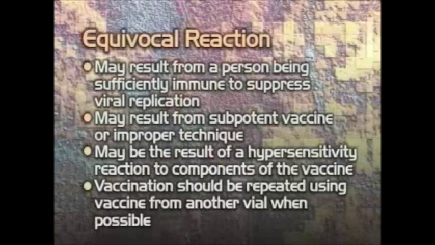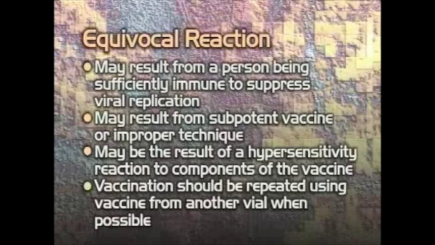Vaccine sites should be examined for the expected vesicle or pustule on about day 7 following vaccination to confirm that the vaccination was successful. Some people may have no response or develop erythema and redness lasting only a few days. Such responses are referred to as equivocal. An equivocal response may result from a person being sufficiently immune to suppress viral replication, or it may be the result of using subpotent vaccine or improper technique.